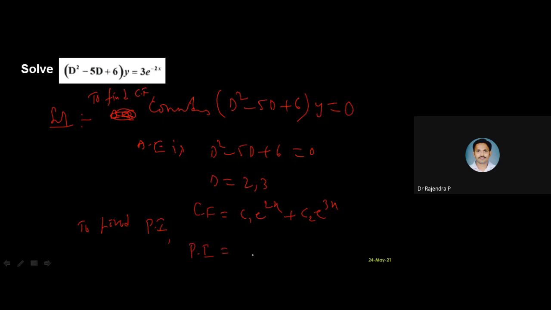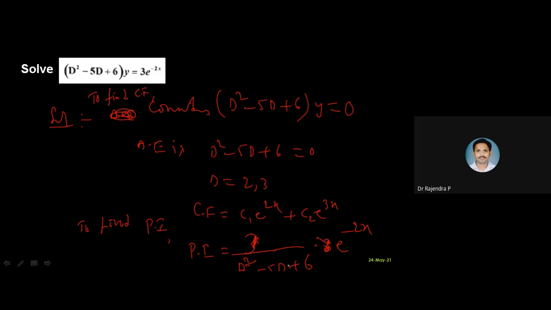PI is equal to 1 by f of D. Have you remembered the form? What is f of D here? D square minus 5D plus 6. So PI is 1 by (D square minus 5D plus 6) into 3 e to the power of minus 2x. These 3 you can write either here or here, it doesn't matter. Okay, e to the power of minus 2x is there.